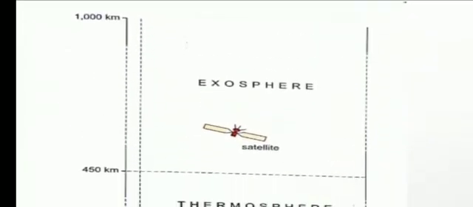Next one is exosphere. The exosphere is the outermost layer of the atmosphere. The upper reaches of this layer merge with outer space. The temperature in the exosphere is very high.